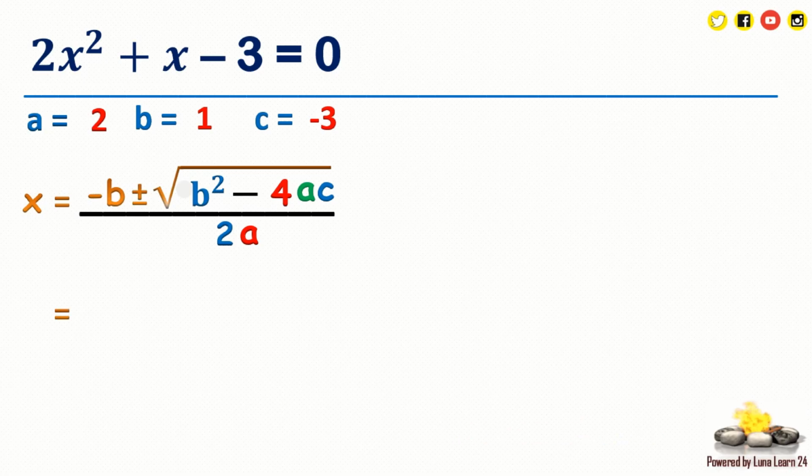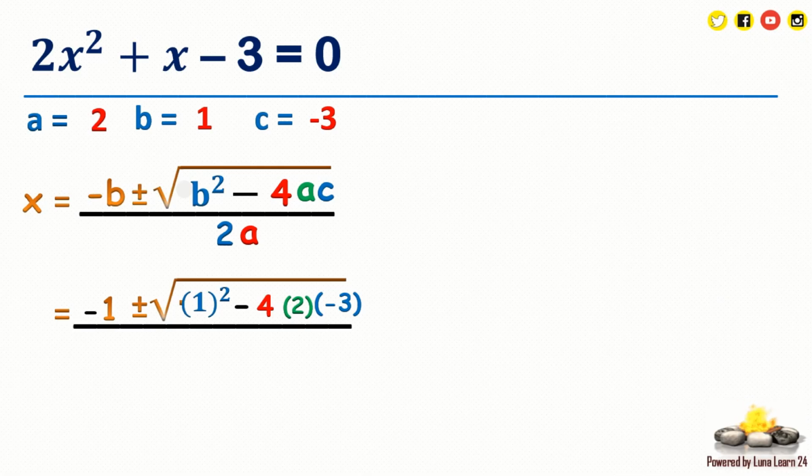This is going to give us negative 1, b is 1, plus or minus the square root of b squared, b is 1, so 1 squared, minus 4 times a is 2, times c is negative 3. I always like that you should write these products in these brackets as you can see them. All that on 2 times a, which is 2 times 2.